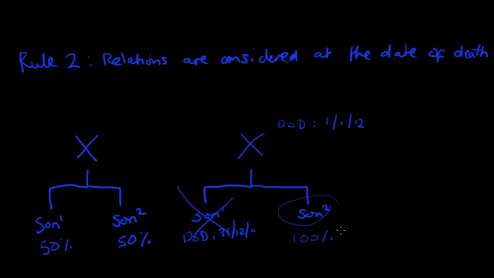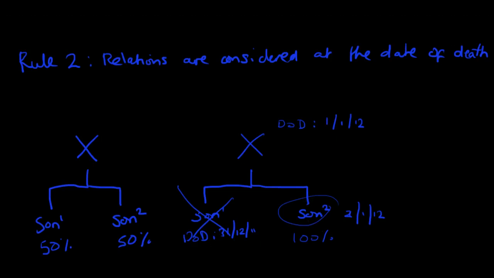100% will pass to son 2, and that will be the case even if he passed away the next day. So if son 2 passed away on the 2nd of January 2012, in fact any time after X, he could have died 10 minutes later, provided it's known that he passed away after X, his father, who's the deceased, then he is the one who's taken into account, whereas son 1 who passed away before, even if it was a minute before, provided it's known that he passed away before, then he's excluded.